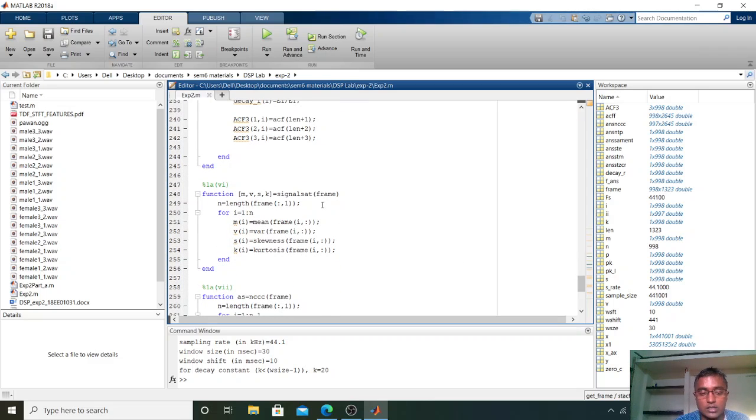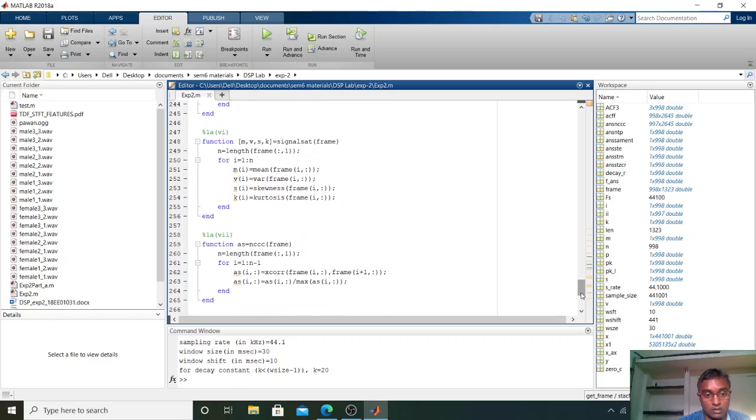After that, signal stat. In this, first I extract all the elements of a particular frame, then I send it to mean, which returns the mean, and similarly variance, skewness and kurtosis. Mean is just a type of average, and variance tells us how much our data is varying. Skewness tells us how symmetric the signal is with respect to the y-axis, and kurtosis tells us the peakiness in my signal.